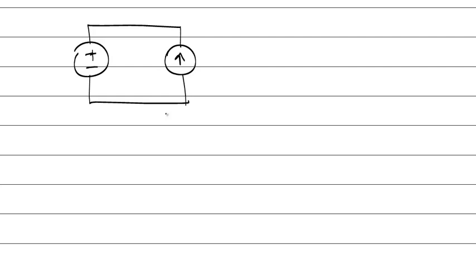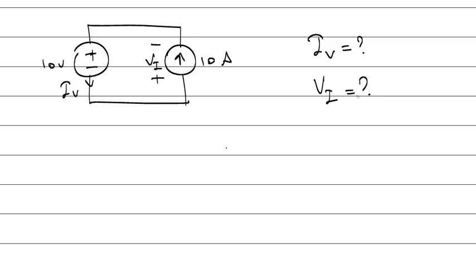Similarly, this circuit seems very simple, but it's confusing. 10 volts, IV, 10 amps, VI. What's IV? What's VI? If you apply KCL, you can find the current. If you apply KVL, you can find the voltage.